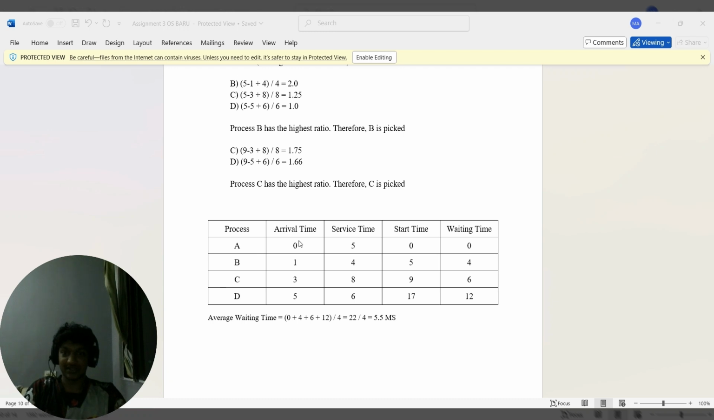So for question D, process A's arrival time is 0, service time is 5, start time is 0, and the waiting time is 0.